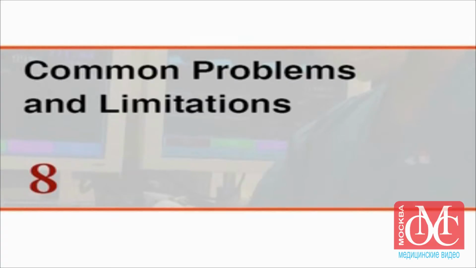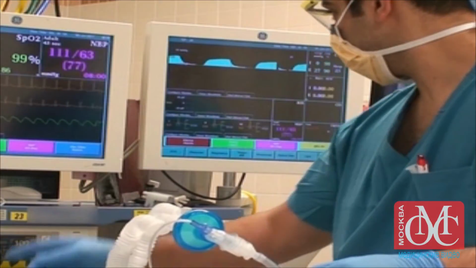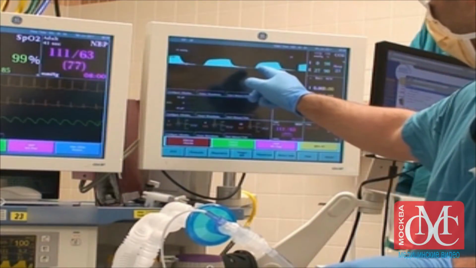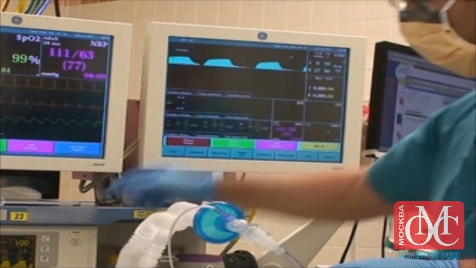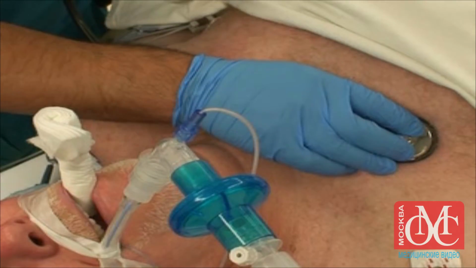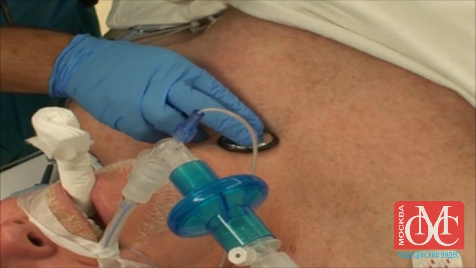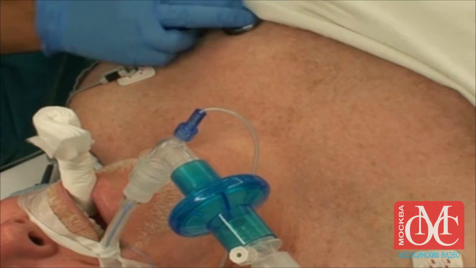Common problems and limitations. Capnography is valuable for monitoring a patient's respiratory status. However, it is important to be aware of circumstances that may affect its reliability and to be able to recognize and interpret abnormal waveforms that may result from pathologic features or from technical difficulties. Capnograms must always be interpreted in conjunction with other physiological variables, and clinical judgment is important.